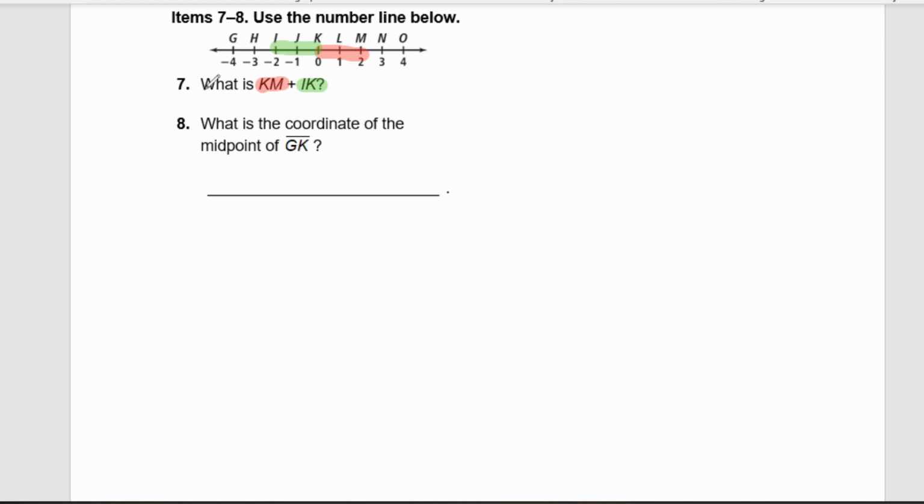So to find the length of Ik, I'm going to travel 1, 2 units, or I can do 0 minus 2.